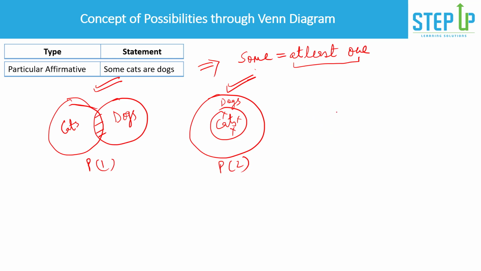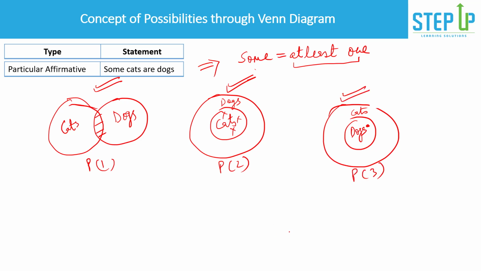So that means at least one cat is a dog. So how about this diagram? How about this diagram? Is this a correct possibility? I am saying at least one cat is a dog. So look at this element. Is this element in the cat circle? It's also in the dog circle. That means this is also a correct possibility. So this is your third possibility.